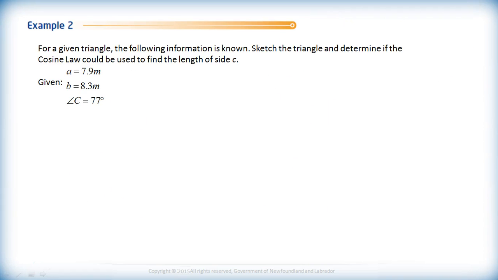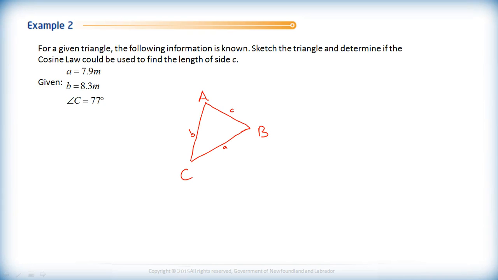This one's a little trickier because we actually have to sketch the triangle. So we're going to draw an acute triangle as good as we can. Just freehand here, rough it out a bit. And it says, for a given triangle, use the following information. Sketch the triangle and determine if the cosine law could be used to find the length of side C. All right, so let's put some labels on this, an A, B, C for those, and then we'll put an A, B, C on the sides as well.